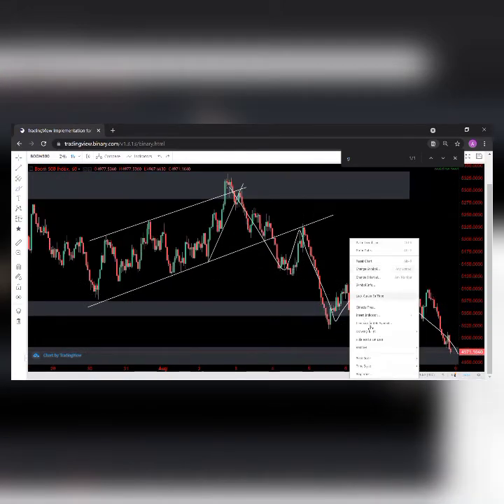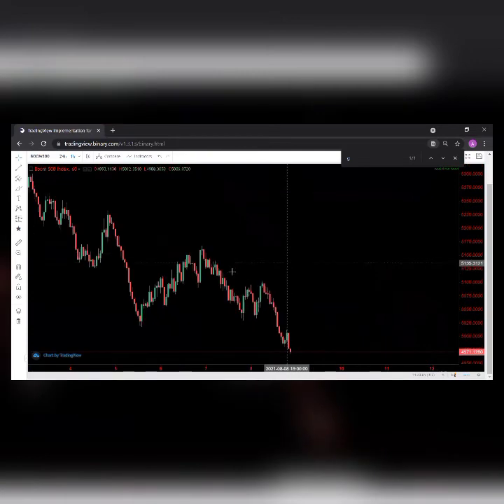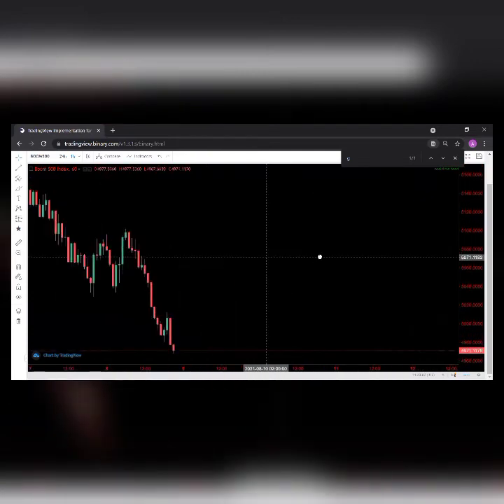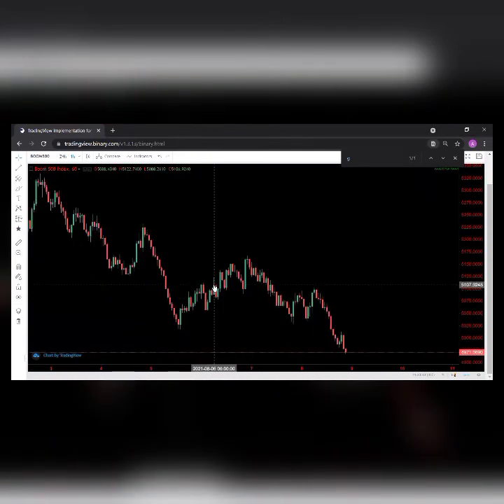Okay, I'm going to clear the charts, the drawings, I mean. And you shouldn't forget that price is very close to the support on the daily. So a high probability of a reversal.